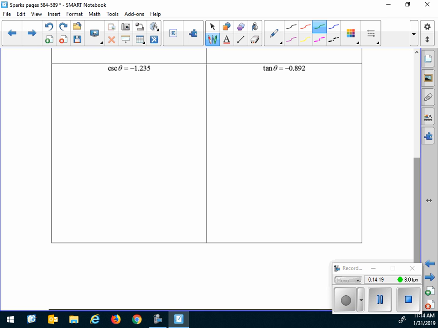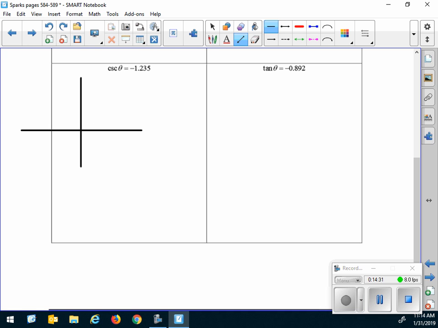Cosecant theta is negative 1.235. What do I know? Anything? Cosecant is the reciprocal of sine. So if cosecant is negative, then what do I know about the sine? Sine is negative. What quadrants have a negative sine? 3 and 4. So I'm going to have to find an angle in quadrant 3 and an angle in quadrant 4.